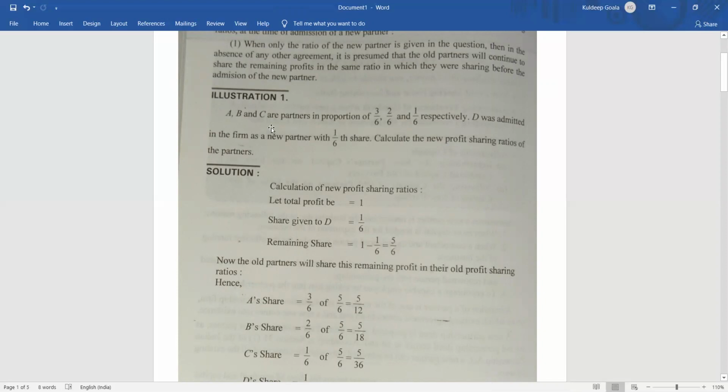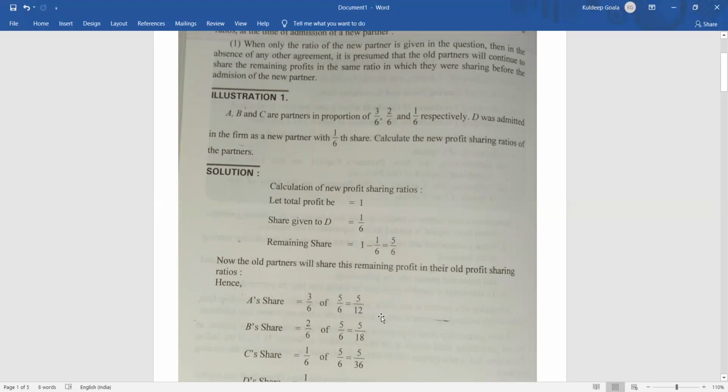So the new ratio of A will be like this. A's new share will be 3/6 into 5/6. You can shuffle it back and forth, no problem. 3/6 is how much A was getting, and the same ratio he takes from the remaining share, that is from 5/6. So he will take 3/6 of 5/6, which ultimately comes to 5/12. Clear? In case of B, B is going to take 2/6 of 5/6, which means 5/18. And C will take 1/6 of 5/6.